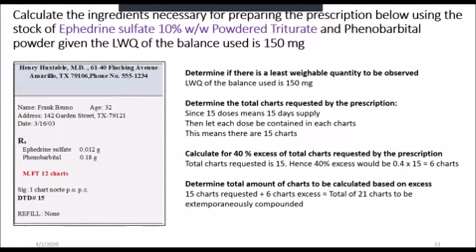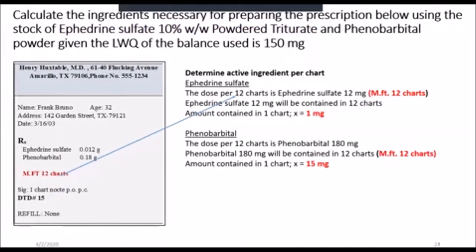We're going to look at the least weighable quantity that is observed for this particular question. It's 150 milligrams. We notice that we are to send 15 doses. Each chart is taken at night, so 15 doses means 15 days supply. As usual, because we are working with powders, we are calculating for 40% excess. Therefore, 40% excess of 15 would give you 6 charts, and therefore the total number of charts that we will be extemporaneously compounding would be 21 charts.